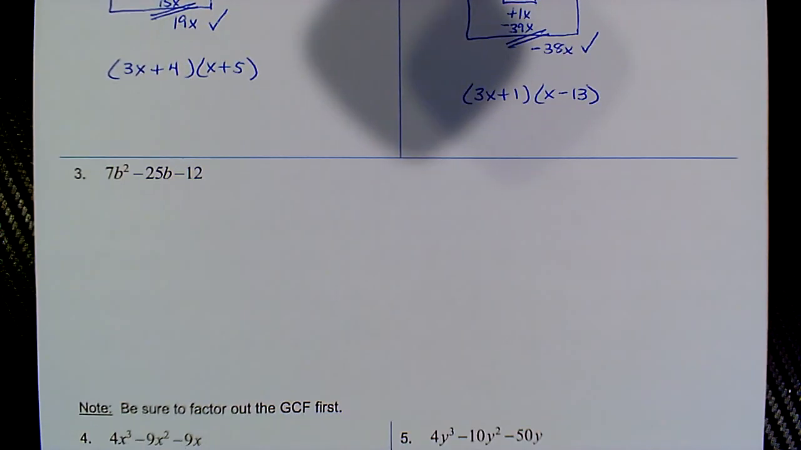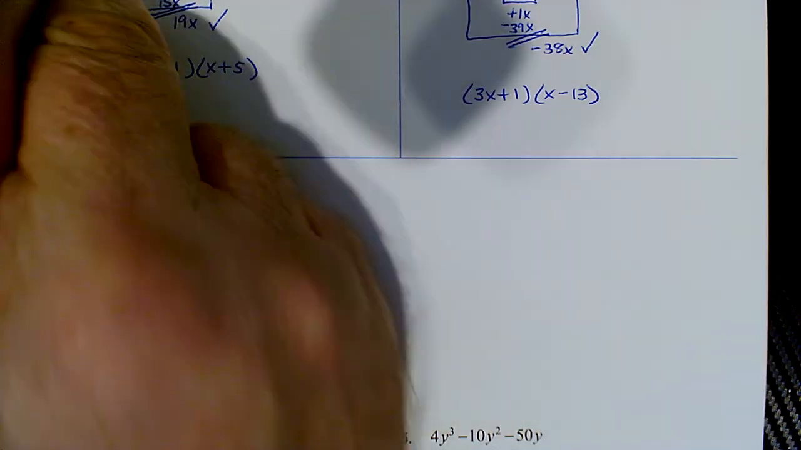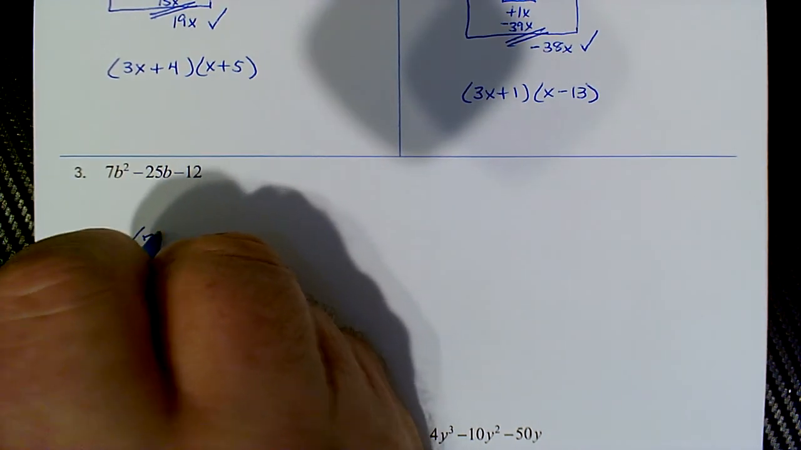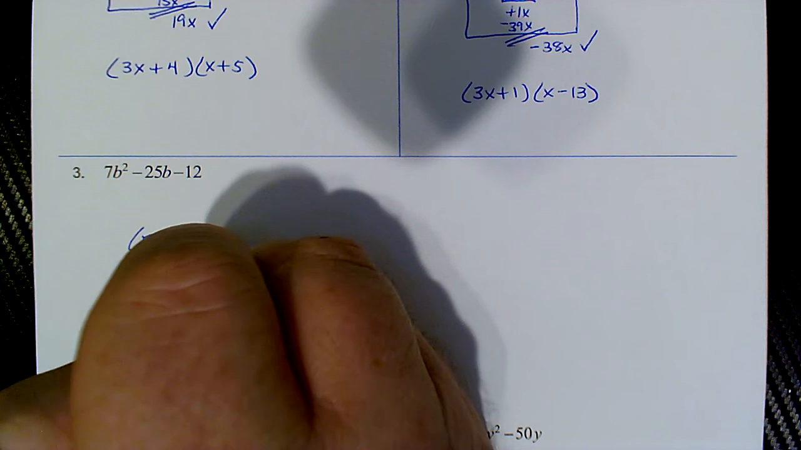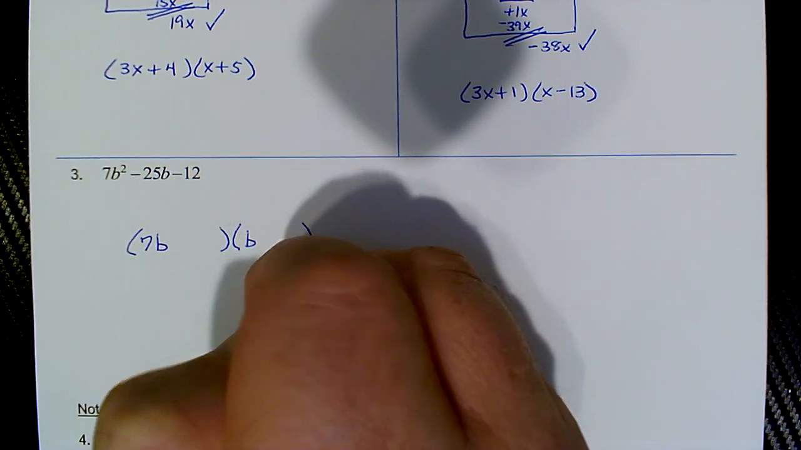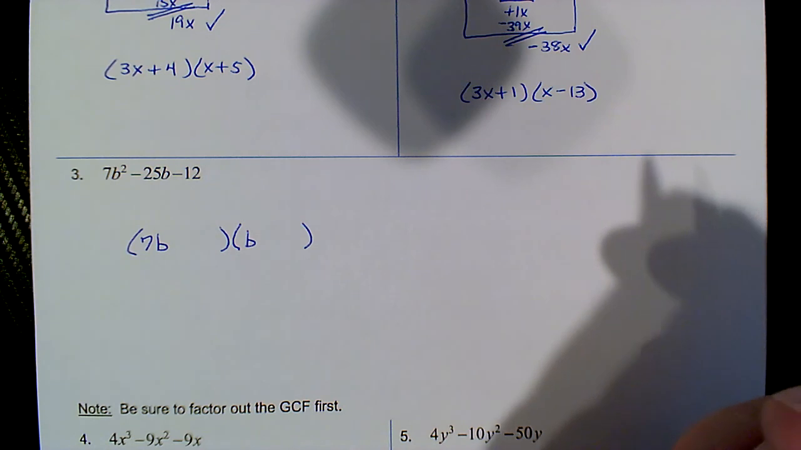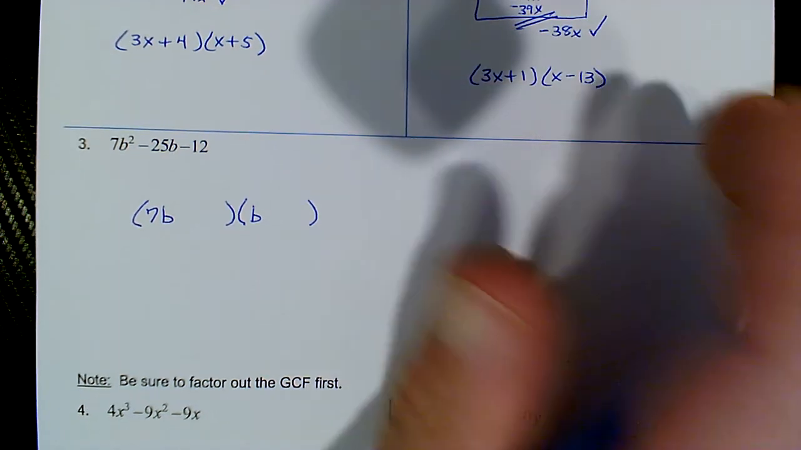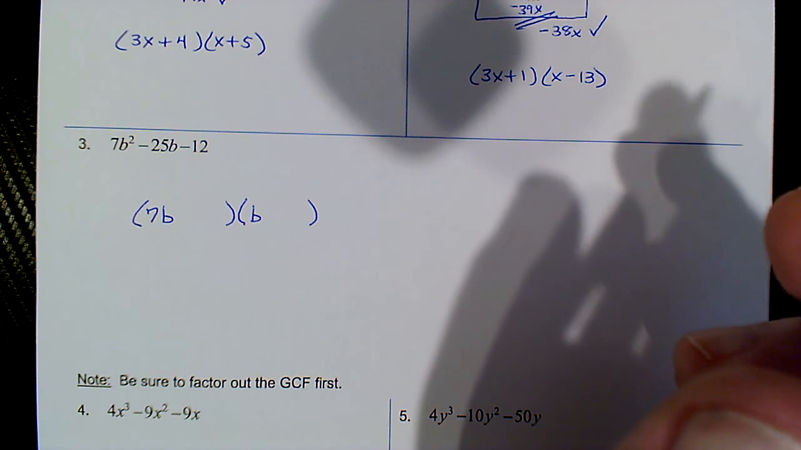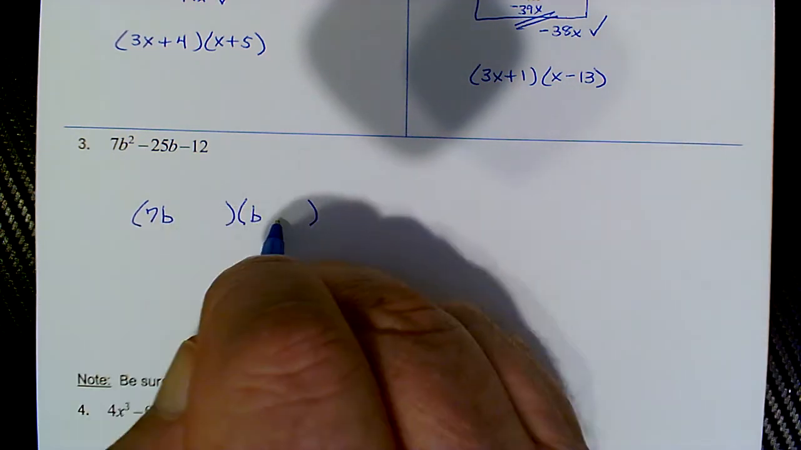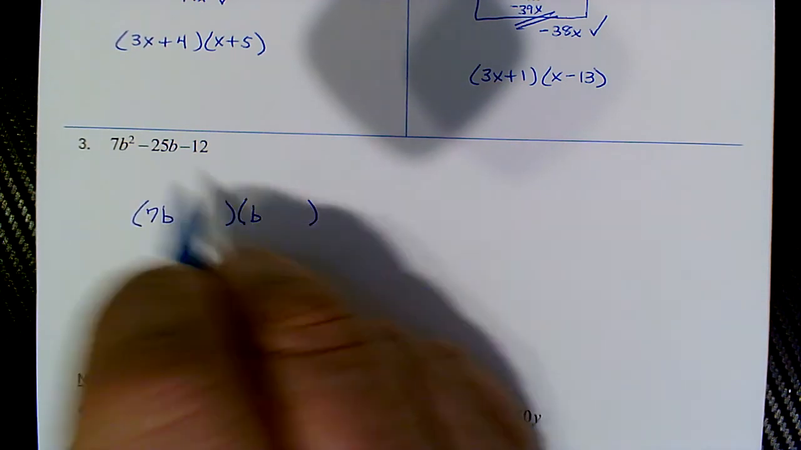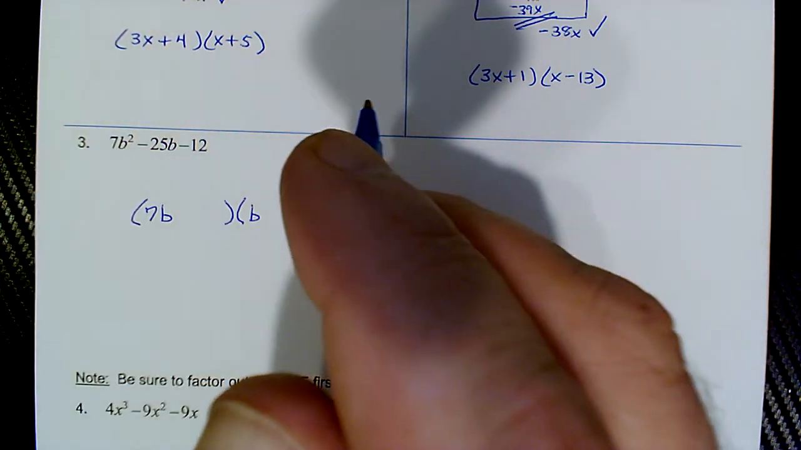Alright, when the leading coefficient's prime at least, like the 3, or in this case a 7, it makes it a little bit easier. You're going to see this more in Math 110 when you move on, and that's when you'll deal with a lot of the other situations, which are sometimes a little bit more complicated when the leading coefficient is not 1. But here we're pretty much forced to have a 7b and a b. That's the only way to break up a 7b squared.